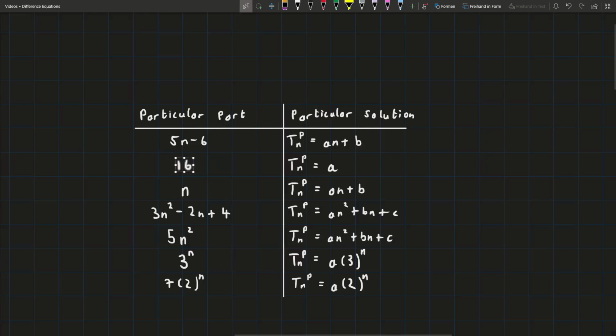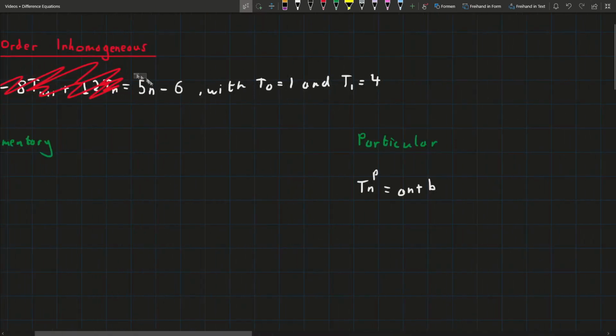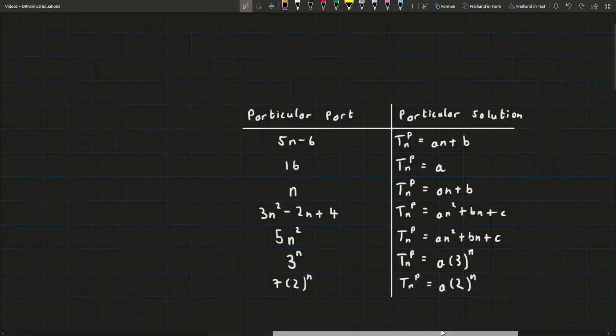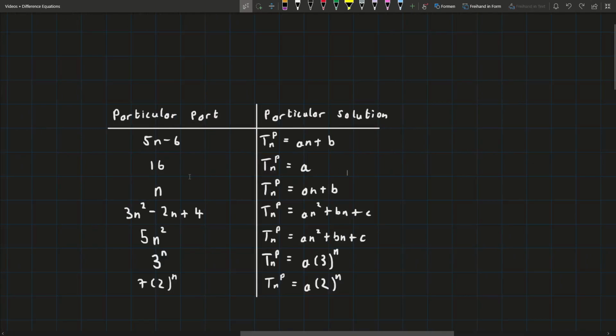If we had just a constant, so for example, if I just had minus 6 on the right hand side and the rest is Tn's, well, we just have a constant, which means our particular solution is just a constant. If our particular part is just an n, our particular solution is still going to be linear. Don't just write an because it's still a linear function, sorry, and we have to treat it as general as possible. If we have a quadratic, we write down a general quadratic. Even if we just have n squared, we write down the whole quadratic.